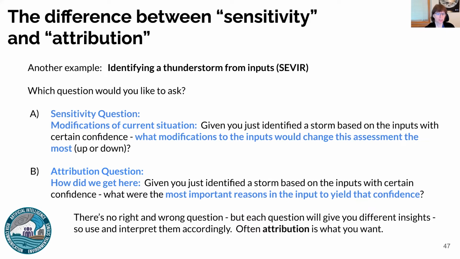The attribution question is, how do we get here? Given you just identified a storm based on the inputs for a specific sample with certain confidence, what are the most important reasons in the input to yield that confidence?